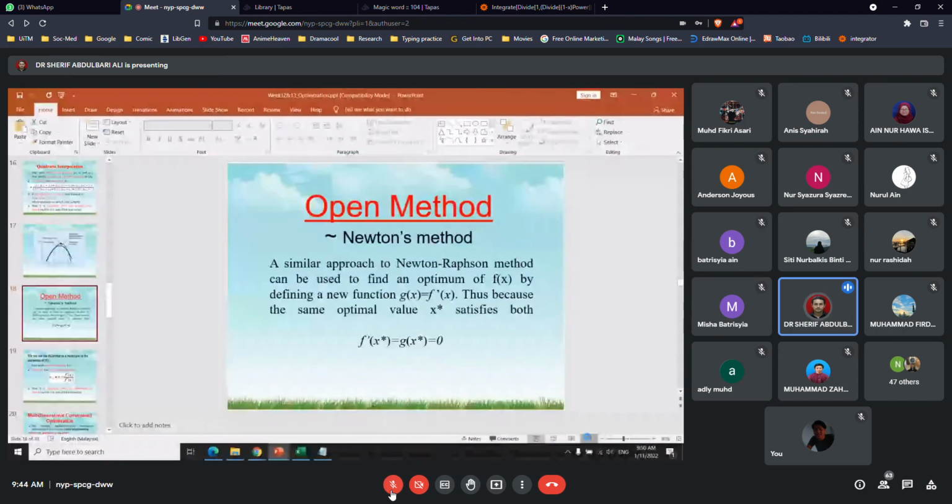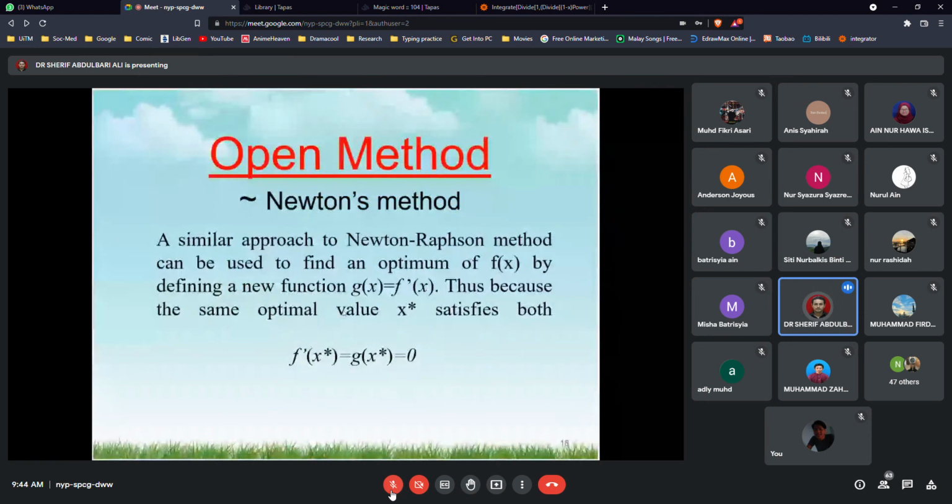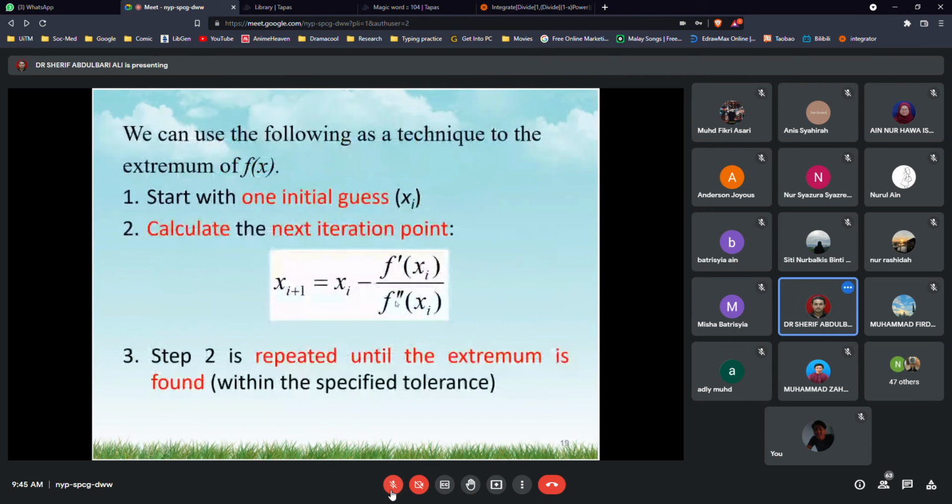What we can do here is use it to find the optimum of the function by defining a new function g(x) with the first derivative. This is because the optimum value x star satisfies that both the first derivative of the function and the function itself would be equal to zero. So we can follow the same techniques to find the extremum of the function. The method is really simple, same like finding the roots of the equation. But here we are going to start with one initial value. Remember, it is going to be just one single initial value of xi.